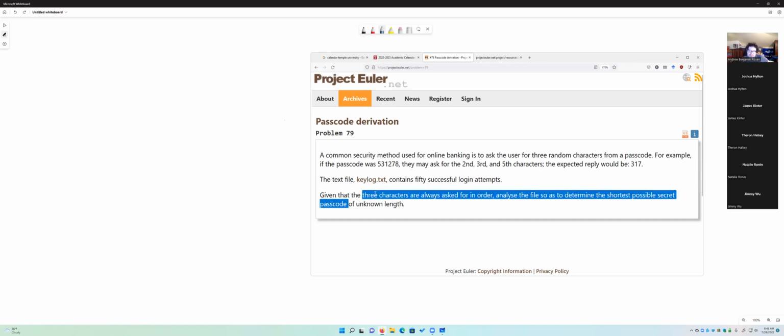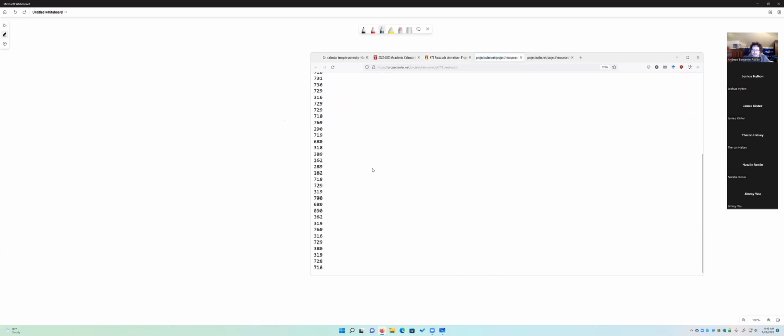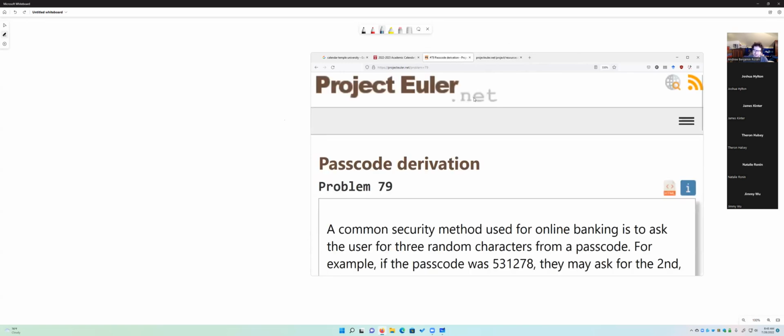Given that the 3 characters are always asked for in order, analyze the file so as to determine the shortest possible passcode of an unknown length. Well, since there's 10 digits, we know that this thing can't be longer than 10. Or it shouldn't be longer than 10, because otherwise it becomes way too difficult to analyze.